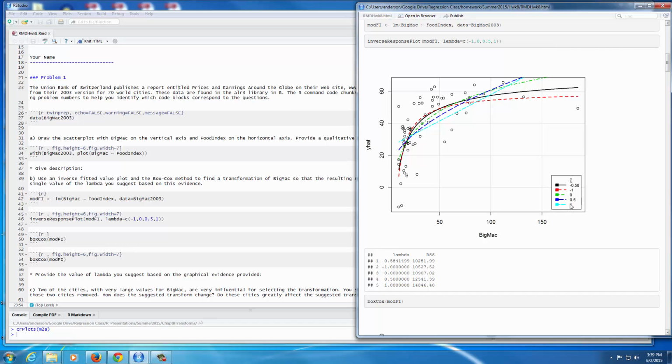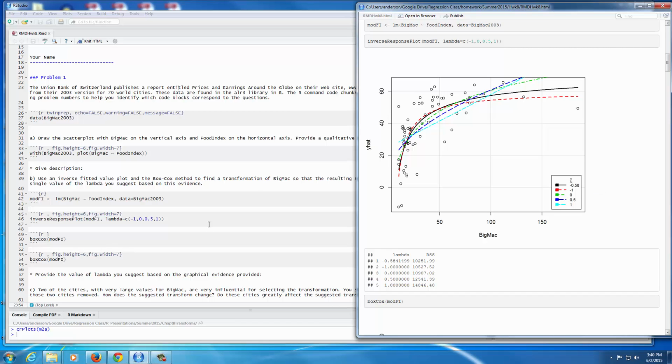This aqua color means the value of Big Mac is not transformed at all. The dark purple square is a square root transformation. Green is a log transformation. Dark red is an inverse transformation, and the black lambda hat is the lambda that is suggested from the inverse response plot, minimizing the residual sum of squares.